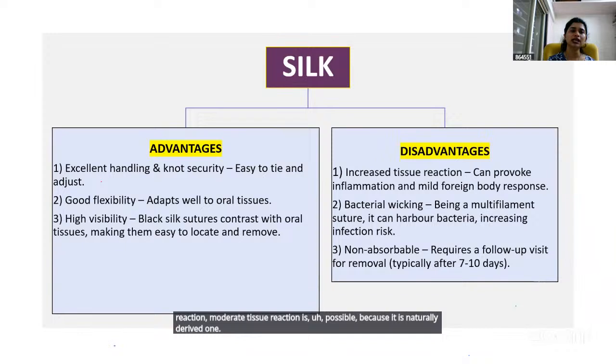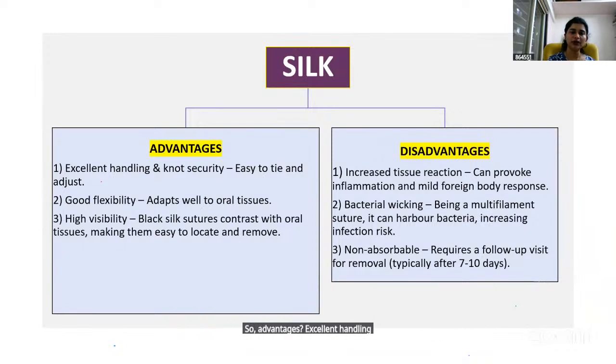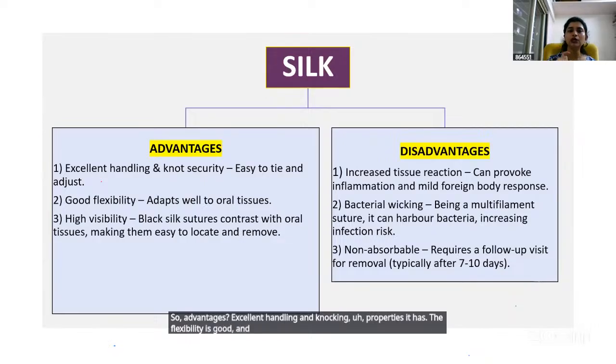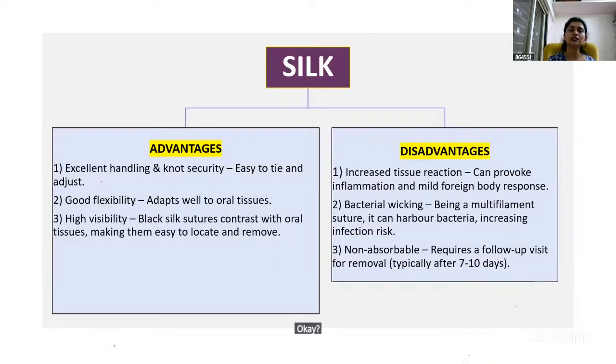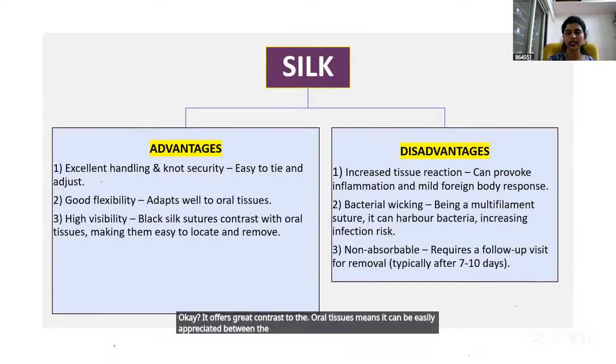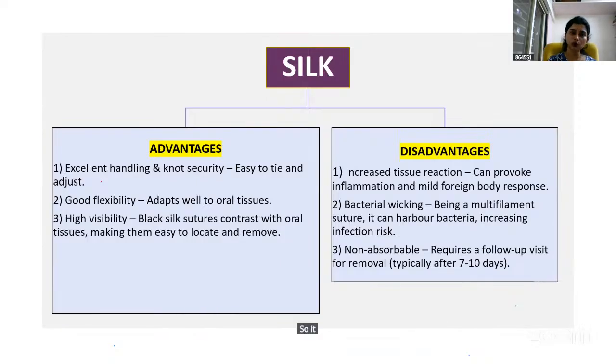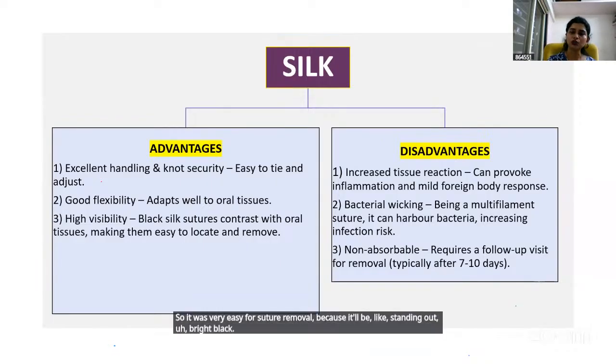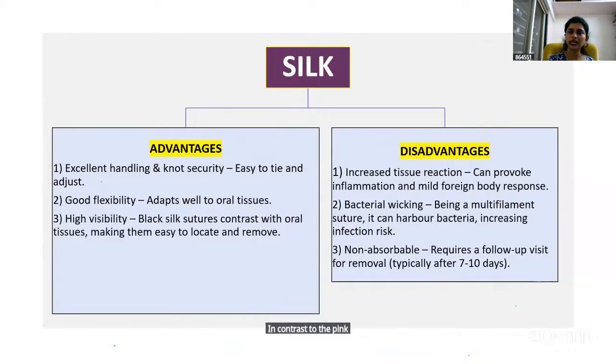So advantages, excellent handling and knotting properties it has. The flexibility is good, and a very beautiful advantage of this is that since it is black in color, it offers great contrast to the oral tissues. Means it can be easily appreciated in between the pink oral tissues, correct? So it is very easy for suture removal because it will be standing out bright black in contrast to the pink oral tissues, right? Or red oral tissues. Now, disadvantage is what?